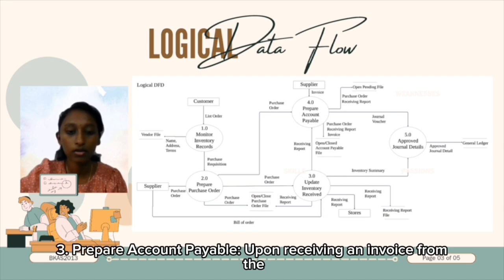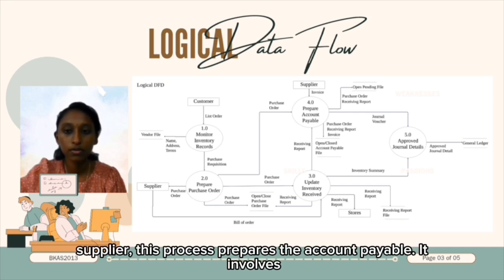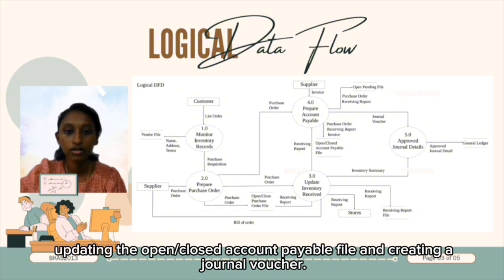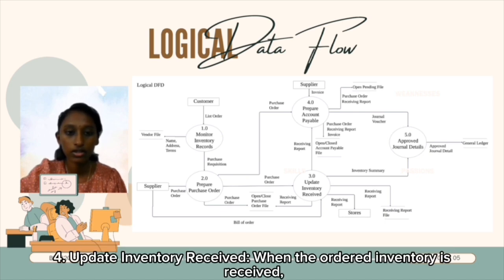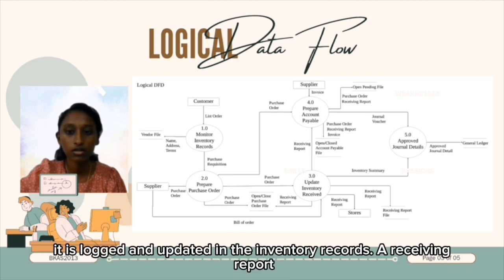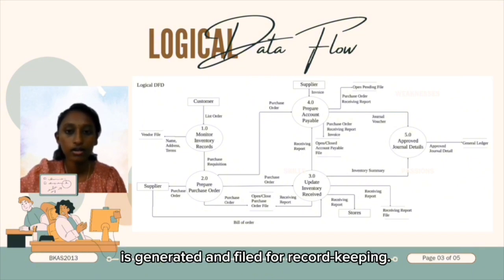Third is prepare accounts payable. Upon receiving an invoice from the supplier, this process prepares the accounts payable. It involves updating the open or closed accounts payable file and creating a journal voucher. Fourth is update inventory receipt. When the ordered inventory is received, it is logged and updated in the inventory records. A receiving report is generated and filed for record keeping.